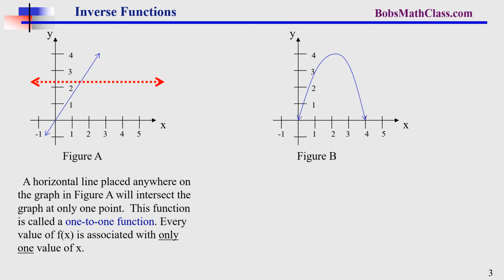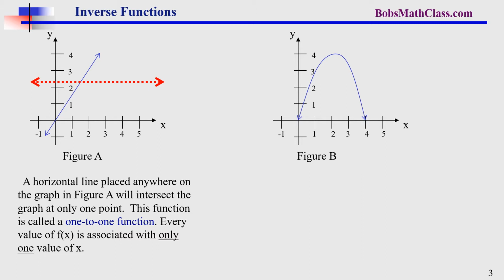So if I draw that horizontal line, it only crosses one time. Again, that last sentence is a little complicated. Every y value is associated with only one x value. Okay, let's look at the next one. It's a function because if you draw a vertical line, it intersects only one time.